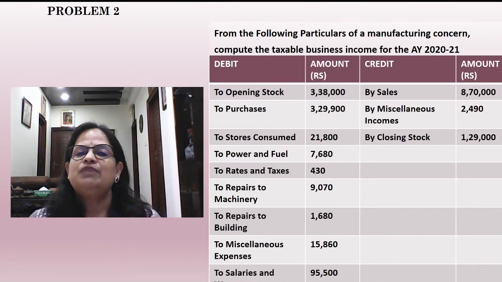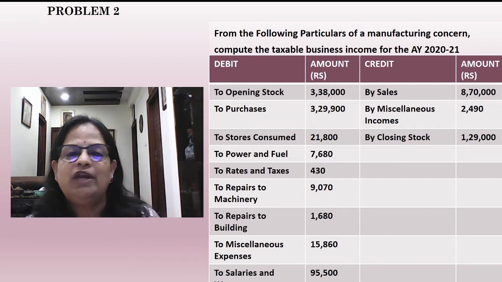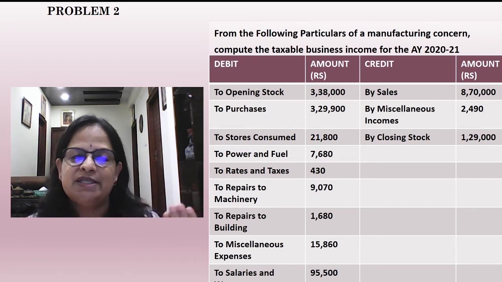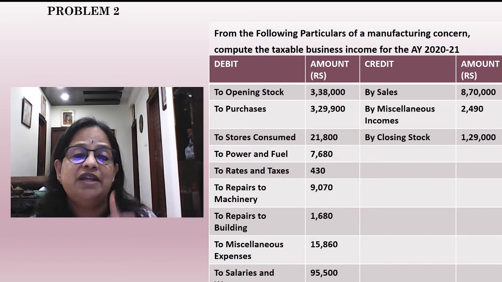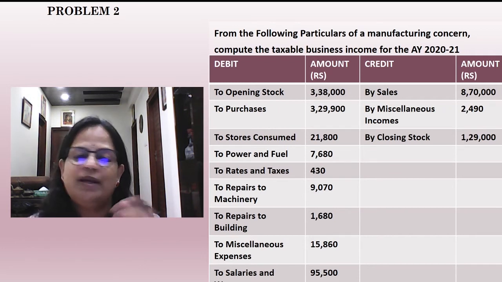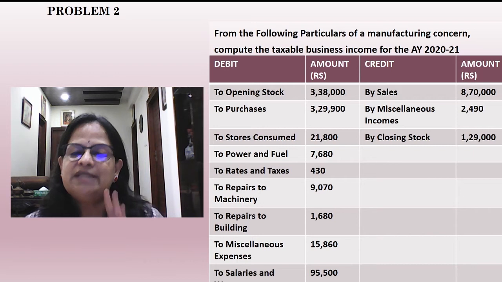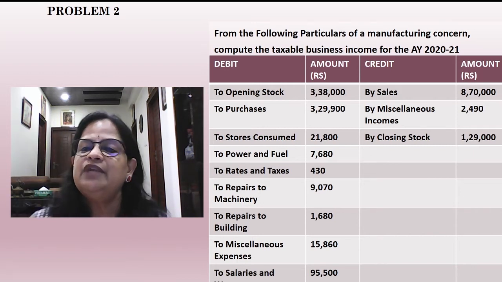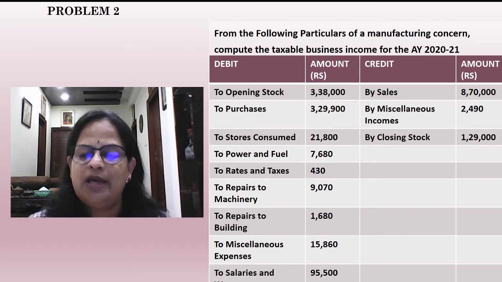From the following particulars of a manufacturing concern, compute the taxable business income for the assessment year 2021. Opening stock value is allowed for business. Purchases allowed. Stores consumed allowed. Power and fuel allowed. Rates and taxes allowed. We have to see whether there is any additional information. Repairs to machinery allowed. Repairs to building, we have to see whether it's a business building or residential building. Miscellaneous expenses allowed. Salaries and wages allowed. On the credit side, sales value is there.